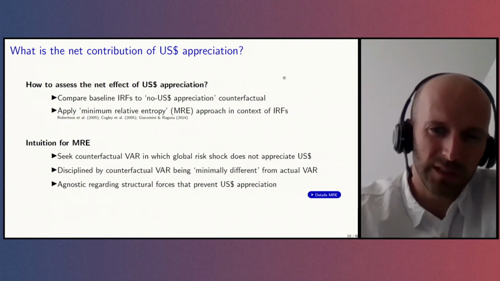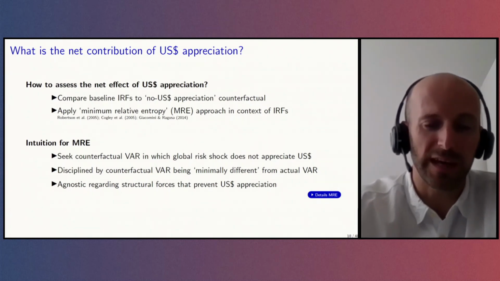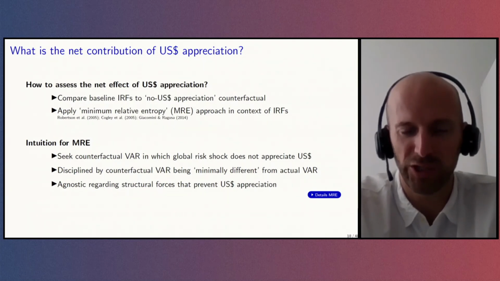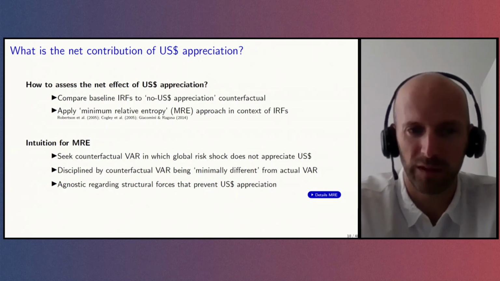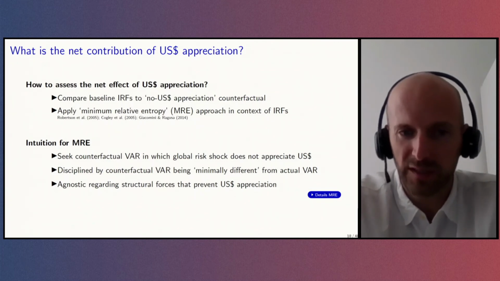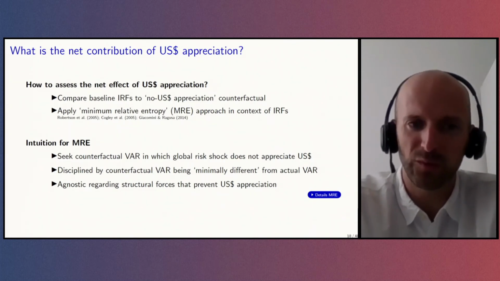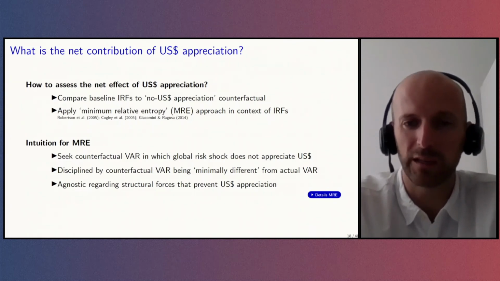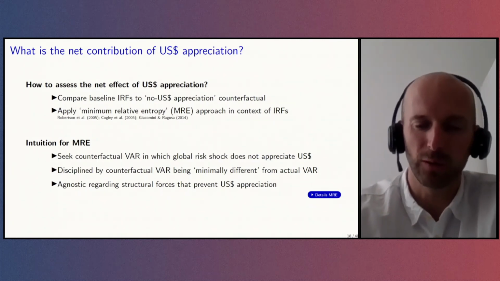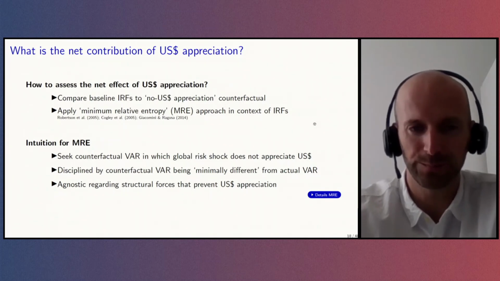Finally, an important remark is that minimum relative entropy is agnostic regarding the structural forces that prevent dollar appreciation in this counterfactual. So it's agnostic about whether in this counterfactual world a particular friction is not present, or in this counterfactual world policy just behaves differently. Minimum relative entropy does not tell us anything about why the dollar doesn't respond in this counterfactual world. It just tells us what that world looks like in terms of impulse responses of the other variables in the VAR model.